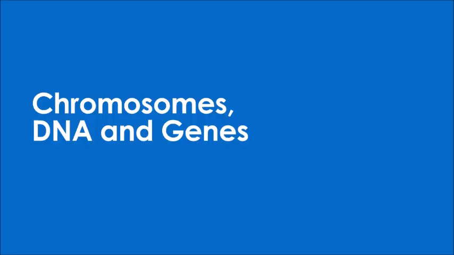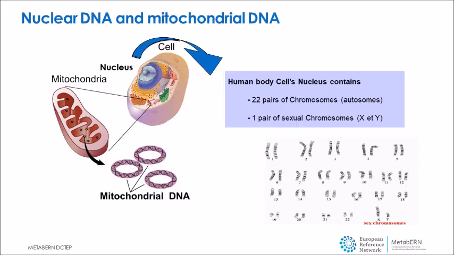Let's start with chromosomes, DNA, and genes. Cells are the fundamental working units of every living system. The nucleus of cells contains most of the genetic information. The human genome is packed into large units known as chromosomes. Human cells contain two sets of chromosomes, one set inherited from each parent.